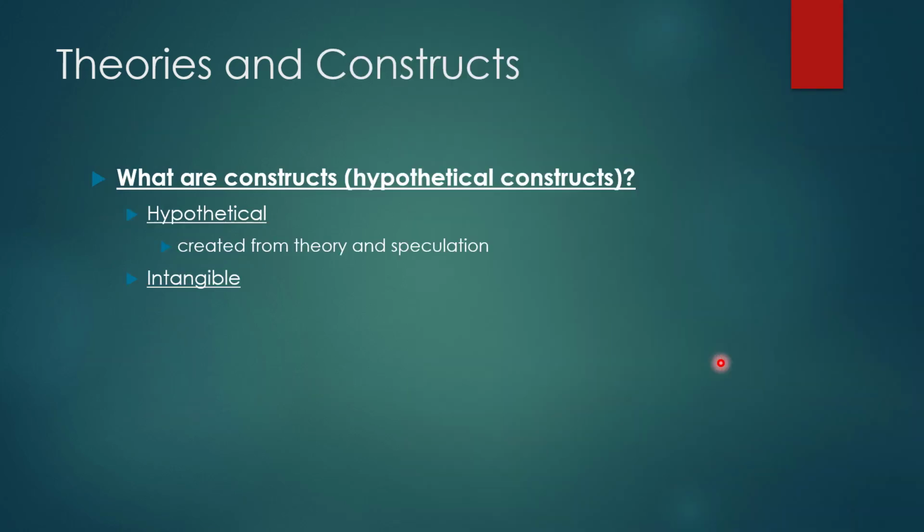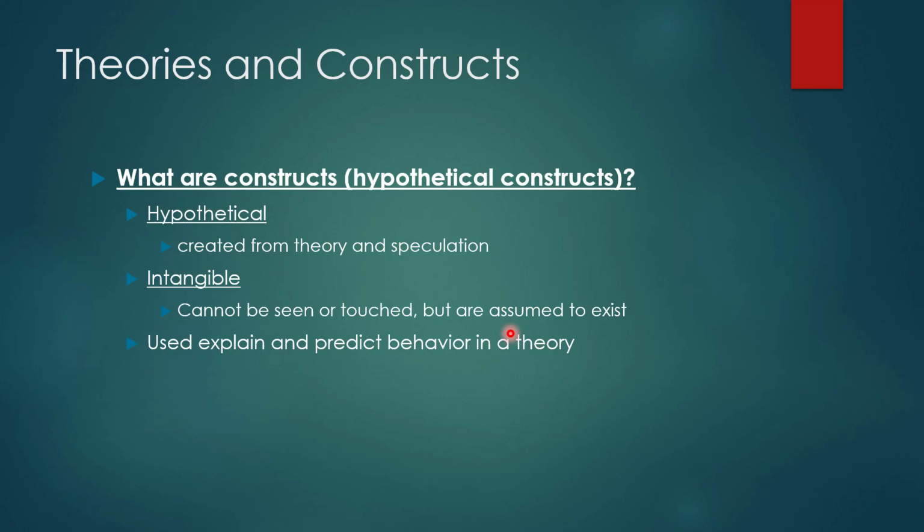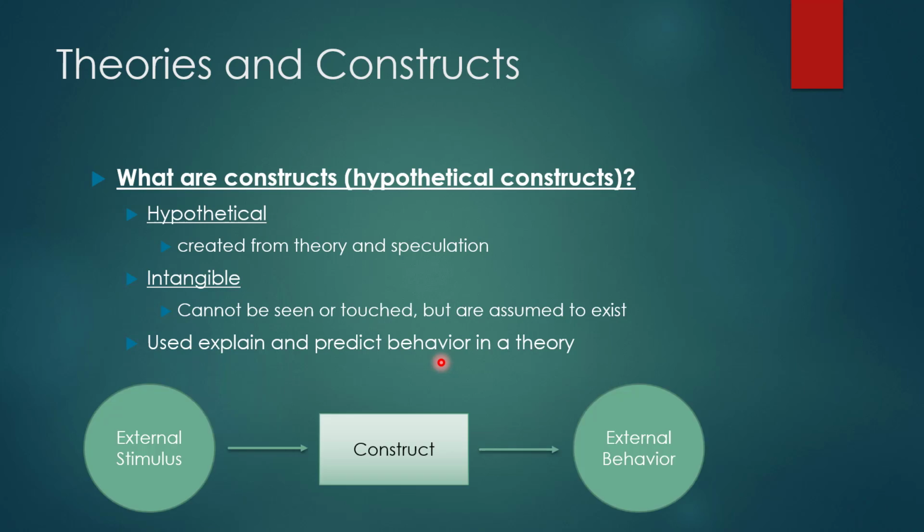These hypothetical constructs, again, are created from theory and speculation, and they're intangible, right? It's something that we can't see, we can't touch, so we assume that it exists. It's used to explain and predict behavior in a theory. Here's an example of this idea. Our construct is here. Although it's a blue box here, it's kind of like a black box, right? Something that we can't actually see or touch. What we can do is create an external stimulus, assume that it's going to affect that construct, and then we can measure this external behavior.